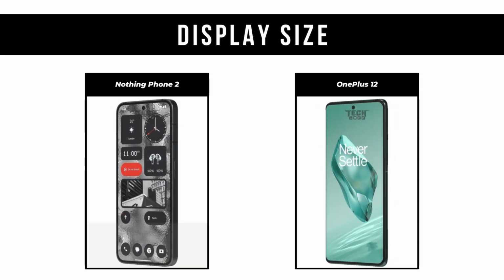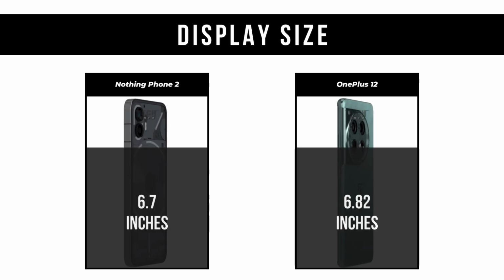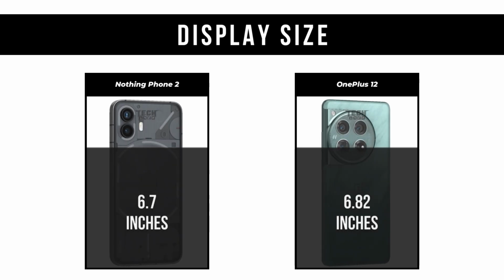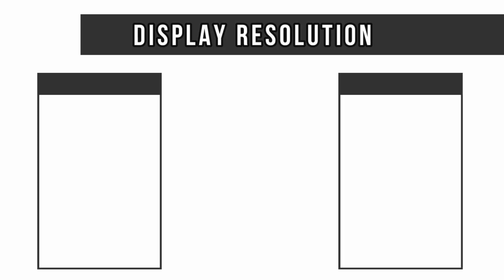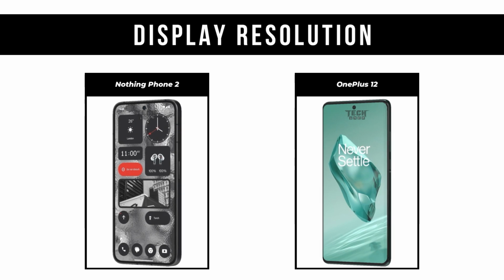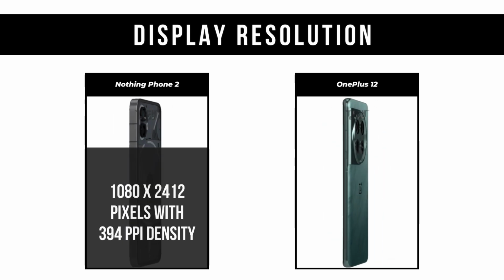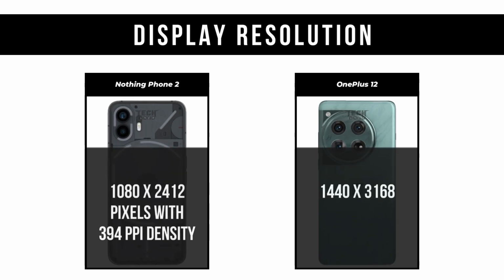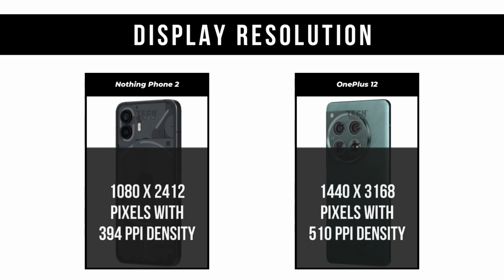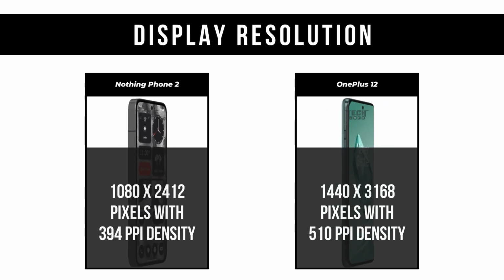Display size. Nothing Phone 2 is 6.7 inches. OnePlus 12 is 6.82 inches. Display resolution. Nothing Phone 2 is 1080 into 2412 pixels, with 394 ppi density. OnePlus 12 is 1440 into 3168 pixels, with 510 ppi density.